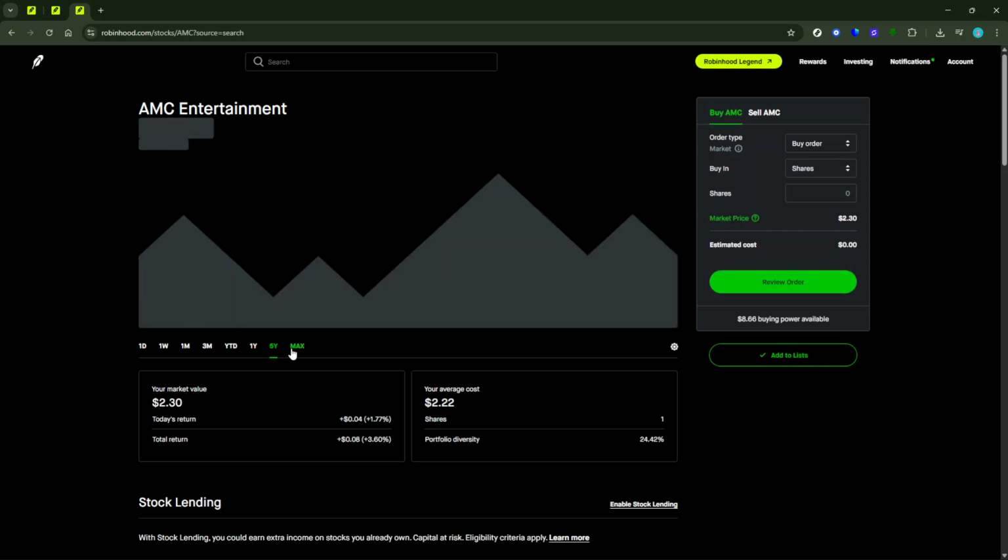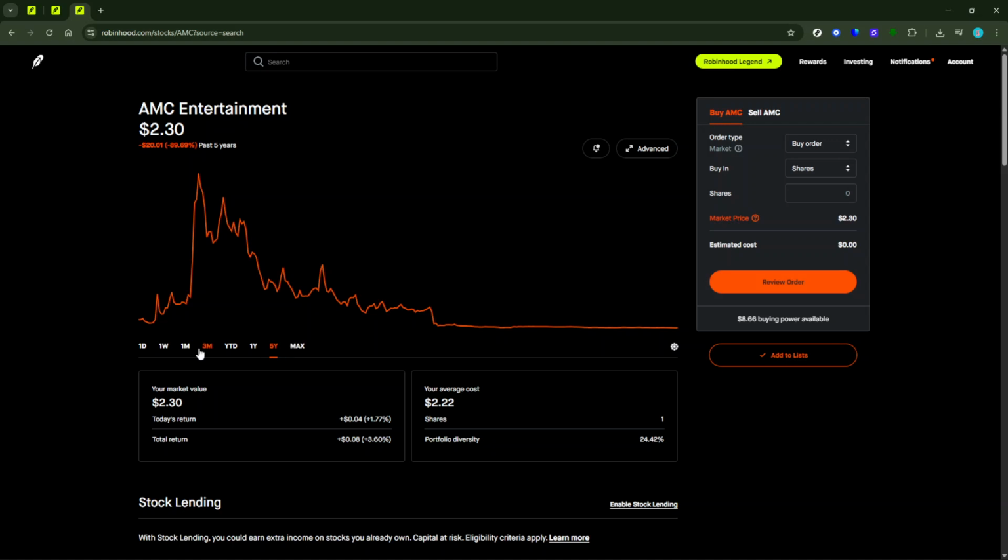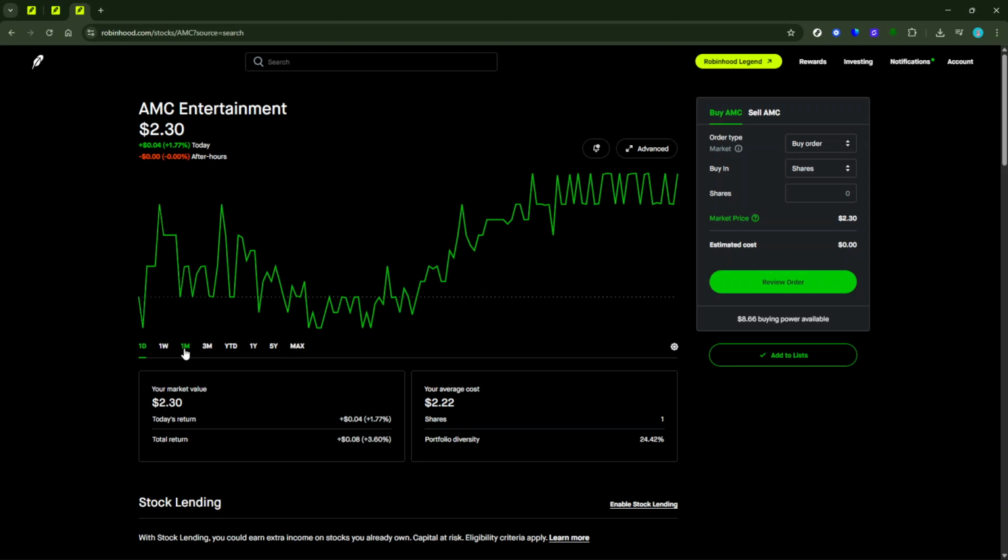Robinhood typically displays this data in either a line chart or candlestick format. Line charts are a great way to see the overall direction, while candlesticks provide more detail about opening, closing, high and low prices within a given period.